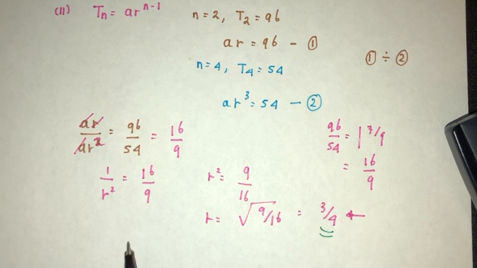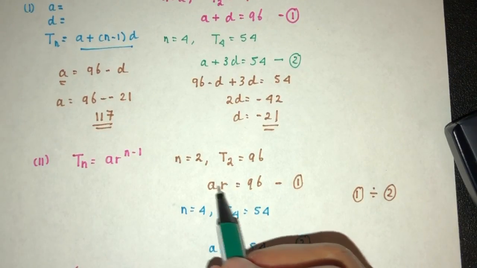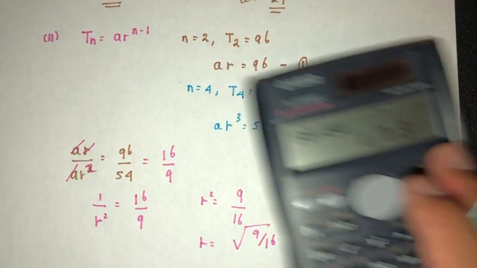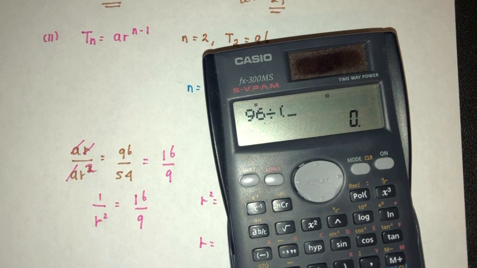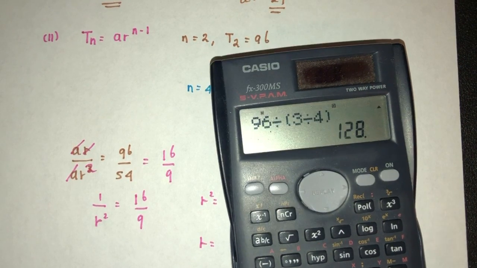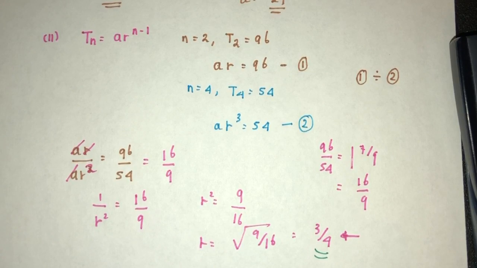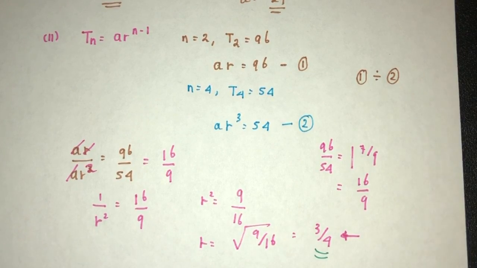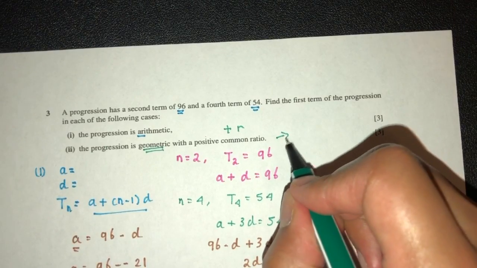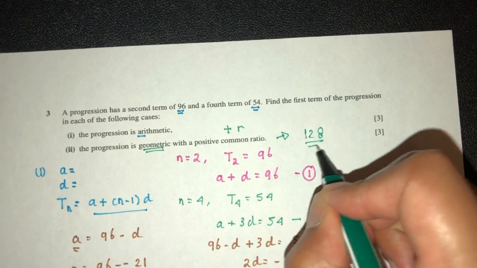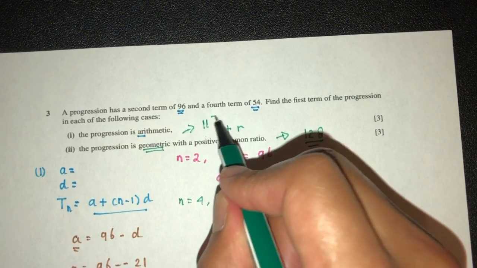However, we need to find the first term, a, which is equal to 96 divided by 3 over 4. As you can see here, a is equal to 96 divided by r. Let's see, what do we have? That should be 128. Okay, that will be part 2 of your answer here. That should be 128 as your first term, and this one is 117 as your first term.